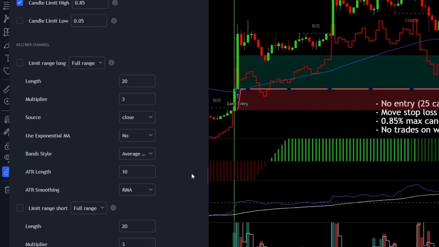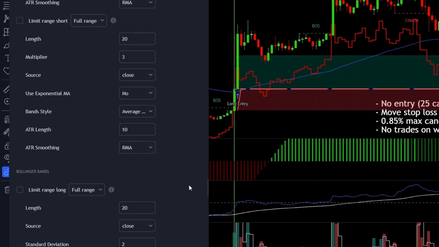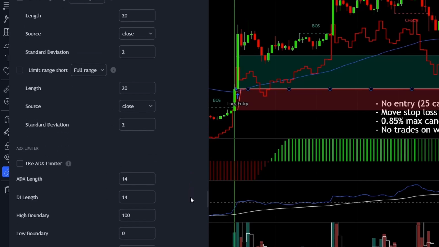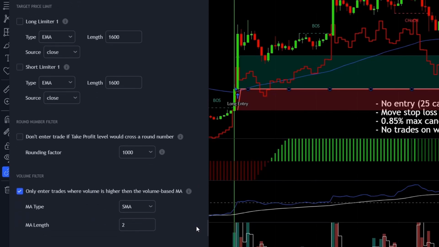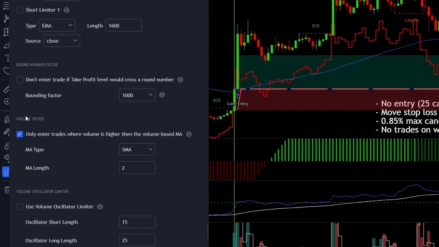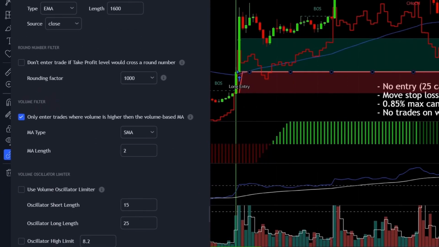We are not using a Keltner channel filter, or Bollinger Band filter, or an ADX. But what we will be using is a simple volume filter that is placed here on the bottom. With this filter, we only enter trades when the volume is higher than the volume-based moving average. The moving average is set to SMA and its length to 2. A 2 length basically means that the volume on the entry signal must be higher than the previous volume. And here, as you can see, that is the case.